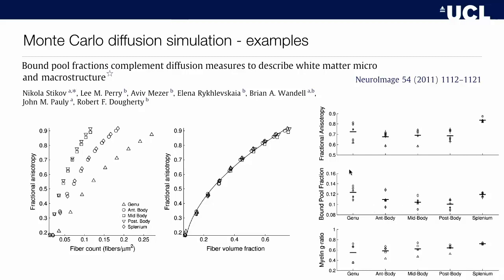And together with another value which you can measure called bound pool fraction, you can produce a myelin G ratio. And this is the result they got, which is, I think, in the right range of value. And more recently, they extended this work in 2015, I think. But this is an example where a simulation can play a very important role.